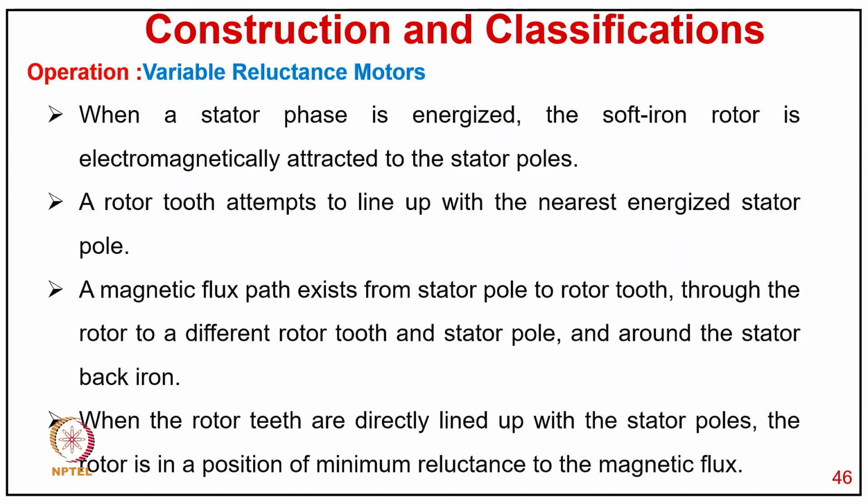Now coming to its operation. When a stator phase is energized, the soft iron rotor is electromagnetically attracted to the stator pole, and the rotor tooth attempts to line up with the nearest energized stator pole. A magnetic flux path exists from the stator pole to rotor teeth, through the rotor to a different rotor tooth, and stator pole, and around the stator back iron. So when the rotor teeth are directly lined up with the stator poles, the rotor is in a position of minimum reluctance to the magnetic flux.